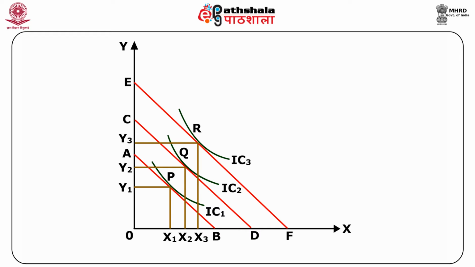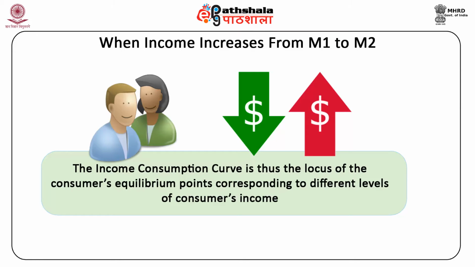At the higher indifference curve IC2, the consumer satisfaction increases so that he is better off at Q as compared to P. If his income increases further to M3 so that the budget line shifts to EF, the consumer reaches the indifference curve IC3 at point R and purchases greater quantities of both the commodities. If the successive consumer equilibrium points like P, Q and R corresponding to various levels of income are connected together, we obtain the income consumption curve, that is ICC. The income consumption curve is thus the locus of the consumer's equilibrium points corresponding to different levels of consumers' income.